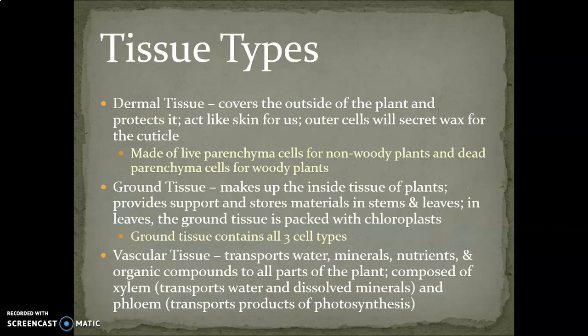All right, three different types of tissues. Dermal tissue, just like your dermis, it's the outside covering. That would be our skin. Then we have ground tissue, which is the inside tissue of the plant. That's storage material. And then vascular tissue, that's our xylem and phloem. As we already mentioned, xylem carries water up, phloem carries food down.